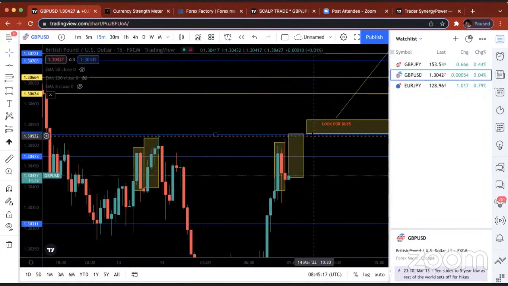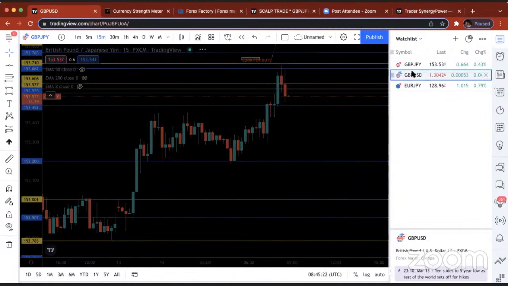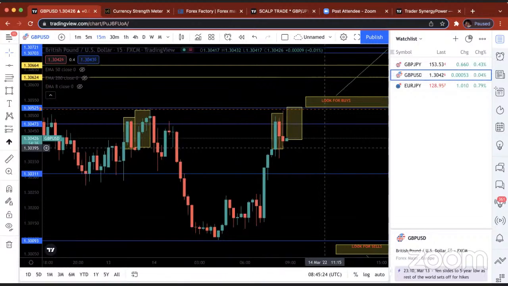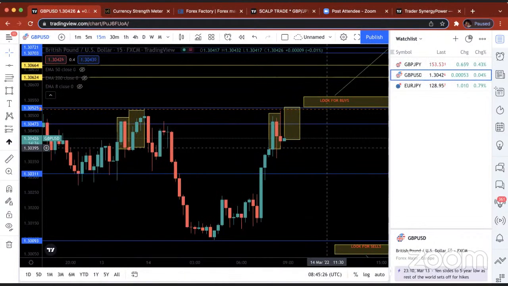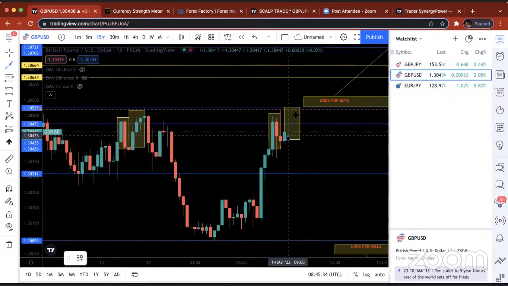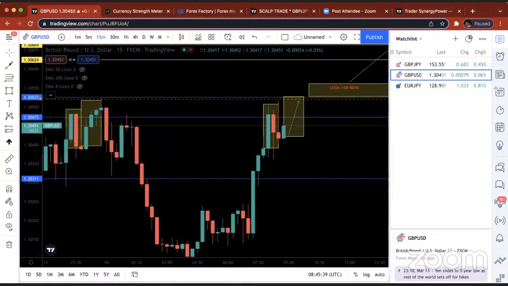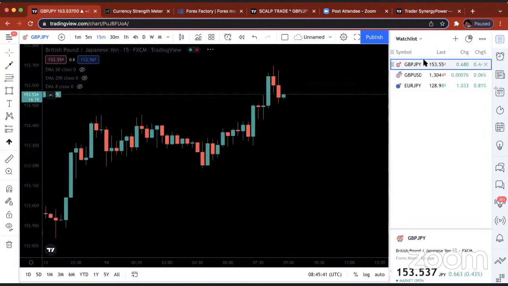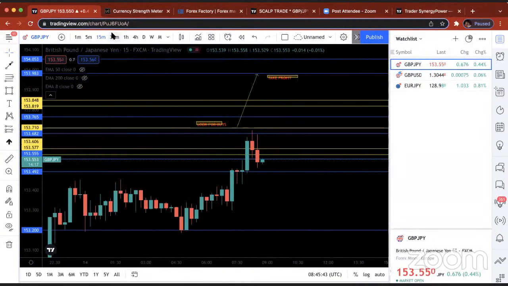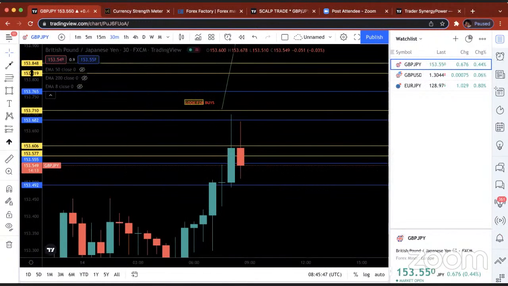Does this make sense, what I'm showing you guys? Yes. All right, cool. Because price might continue the same pattern. All right, this is what I'm looking for because this is technically a support area. It could be a breakout and a retest entry.